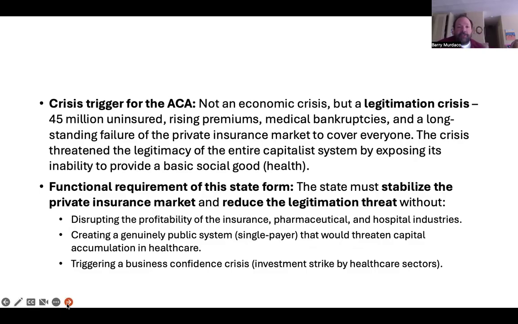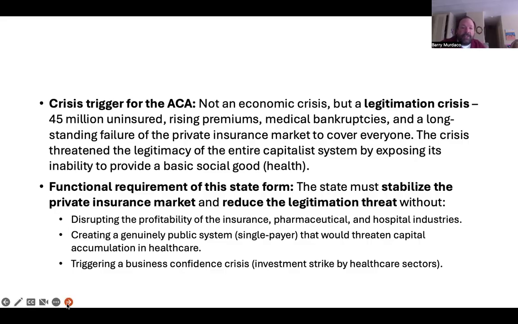What was the crisis trigger for the ACA? Not an economic crisis, but a legitimation crisis. Roughly 45 million uninsured, rising premiums, medical bankruptcies, and a long-standing failure of the private insurance market to cover everyone. The crisis threatened the legitimacy of the entire capitalist system by exposing its inability to provide a basic social good, healthcare. Functional requirements of this state form.